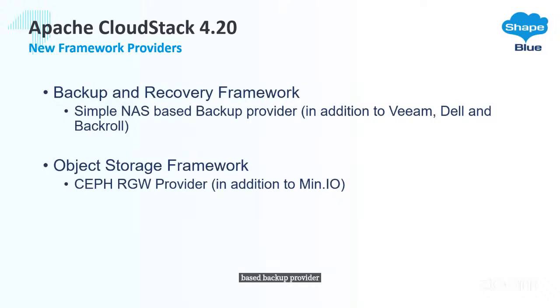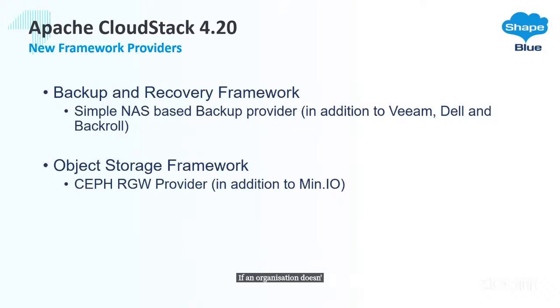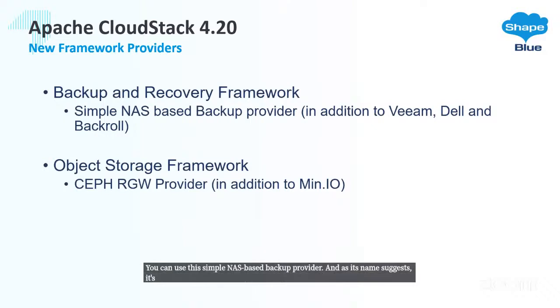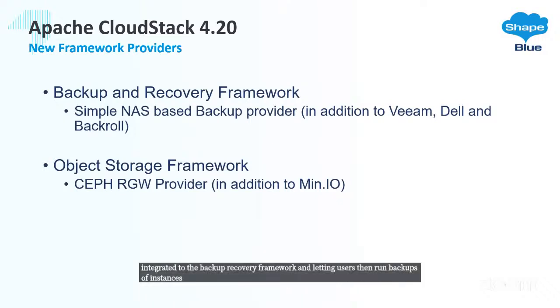And this is, as its name suggests, just very simple. It's native to CloudStack. If an organization doesn't want to use an external backup provider through the framework, you can use this simple NAS-based backup provider. As its name suggests, it's creating some NAS storage, integrating to the backup and recovery framework, and letting users then run backups of instances out to that NAS.